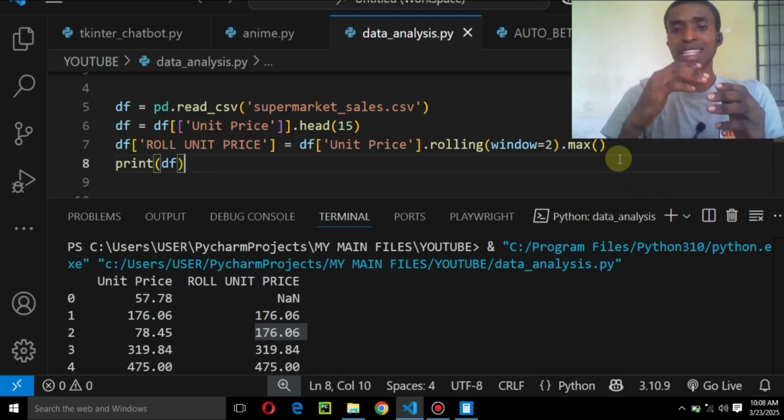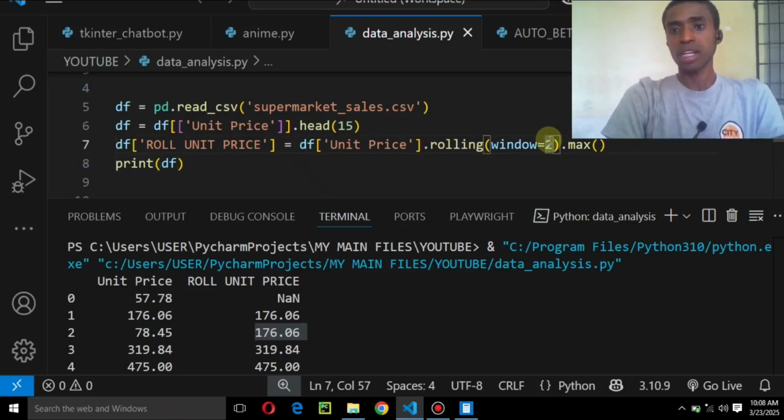If you want to get the 3-period or 3-day moving average, you have to set this to 3. You can set it to 2, you can set it to 1. That's basically what I want us to look at in this video. I know other complex things can be done with this, but I want us to have a basic idea of it.